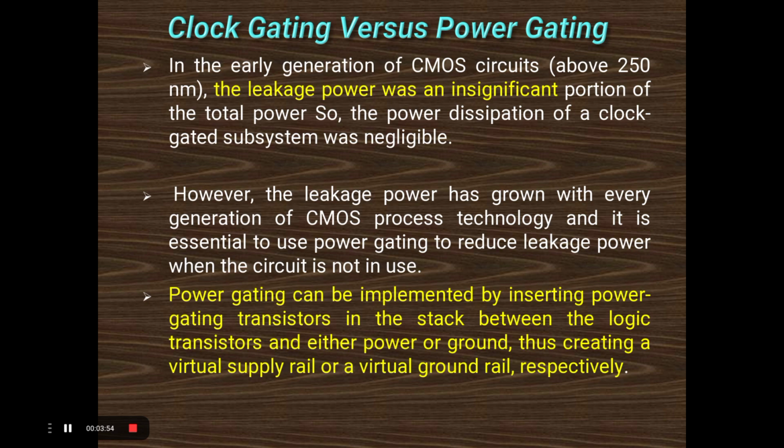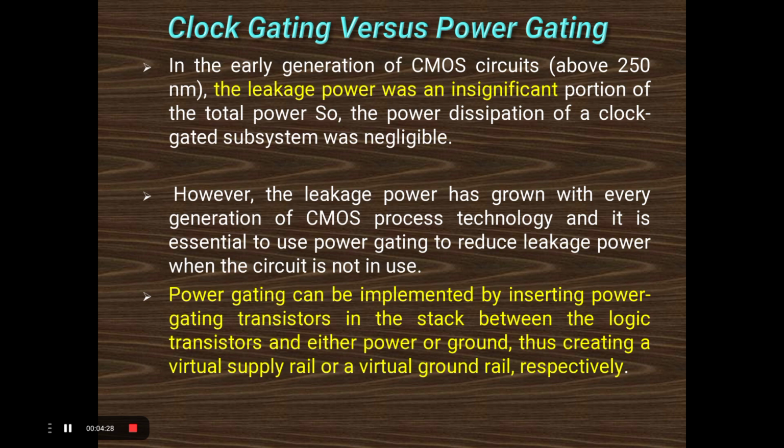But as technologies keep advancing, we can design circuits with very small feature sizes, around the 90 nanometer or 70 nanometer range. Then the leakage power is a very important parameter. That's why we have to reduce the leakage current. Otherwise, it draws the maximum energy from the battery, which leads to a decrease in battery life. That is a very important thing. For that purpose, we are using the power gating concept. So let us see here.